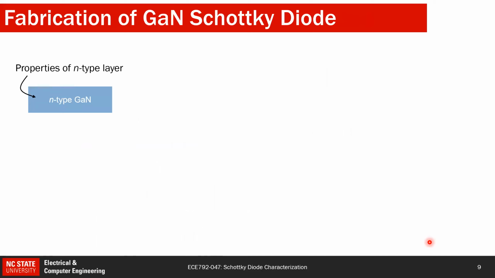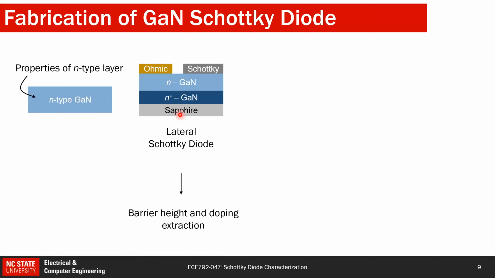Let's say you want to make a power device and you ask a material grower, can you grow a material for me, and he gives you some material. Now your task is to figure out whether you really have that particular doping, and also what the barrier height would be if you use a certain metal. So for that you go to the lab and fabricate, let's say, a lateral diode, which is faster to make, and from this structure you can easily find barrier height and doping.